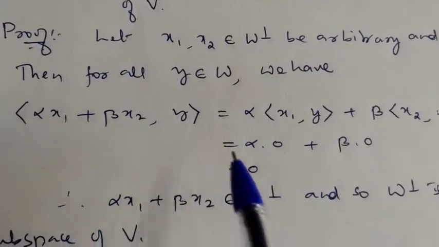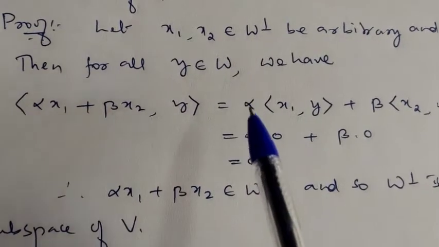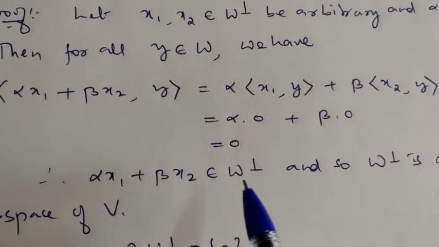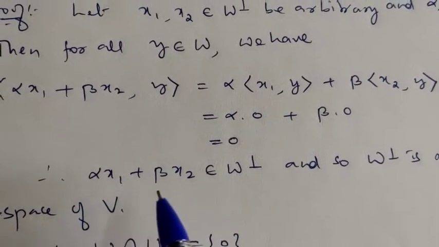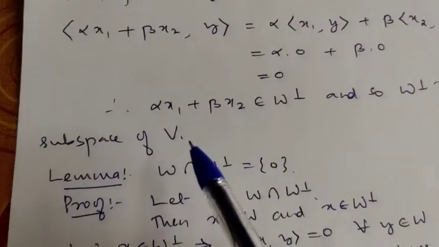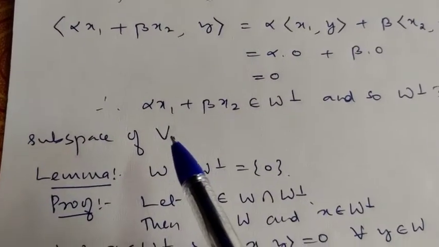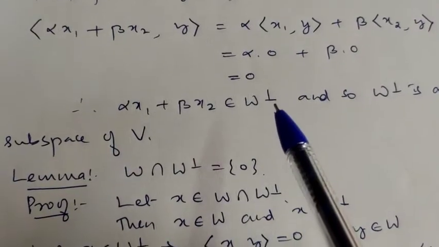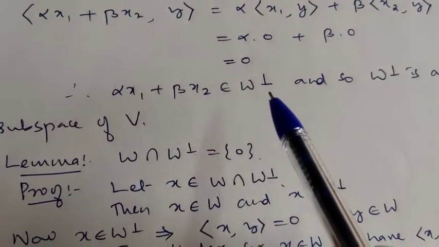That means the inner product of alpha x1 plus beta x2 comma y is 0 for every y belonging to W, which implies alpha x1 plus beta x2 belongs to where? It is in W perp. Therefore alpha x1 plus beta x2 belongs to W perp, which implies W perp is a subspace of V. If W is a subspace of V, then its orthogonal complement W perp is also a subspace of V.